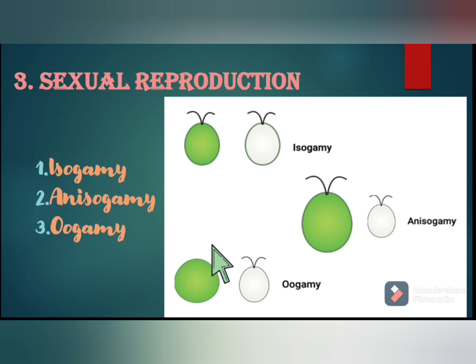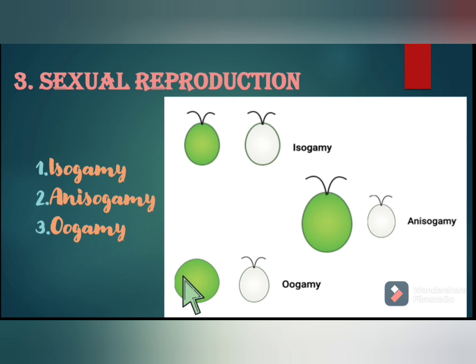After that, the male gamete will swim towards the female gamete and become attached to it. When it becomes attached, the intervening walls at the point of contact will dissolve, and the male gamete will come in contact with the egg, the female gamete, and fuse with the female protoplast, forming the zygote.